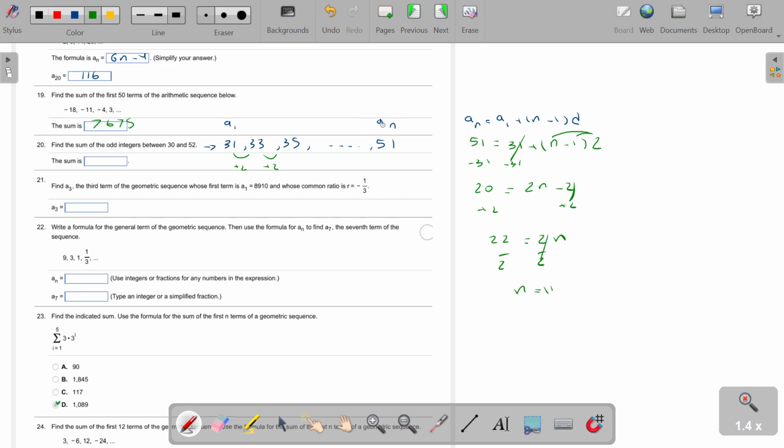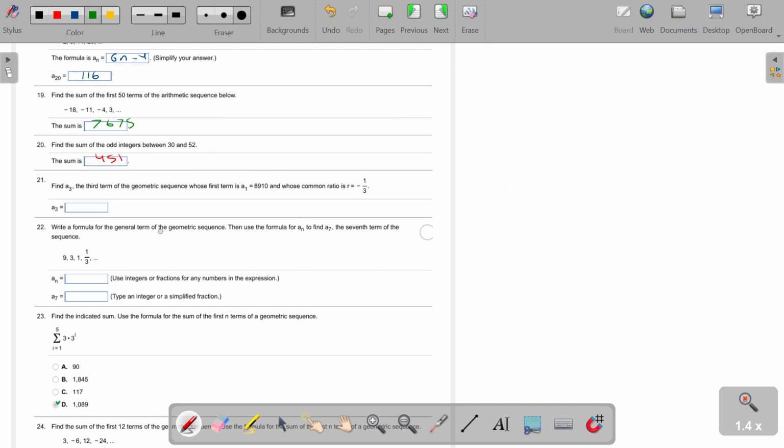Why did I even need this? I need to find the sum. And we know the formula for the sum is Sn equal to n times a1 plus an, divided by 2. So I needed to know n, the sum of how many terms I'm trying to find. So n is 11. 11 times a1, which was 31, plus an, that's 51, divided by 2. Now, when you calculate that, this will be equal to 451. So the answer is 451.